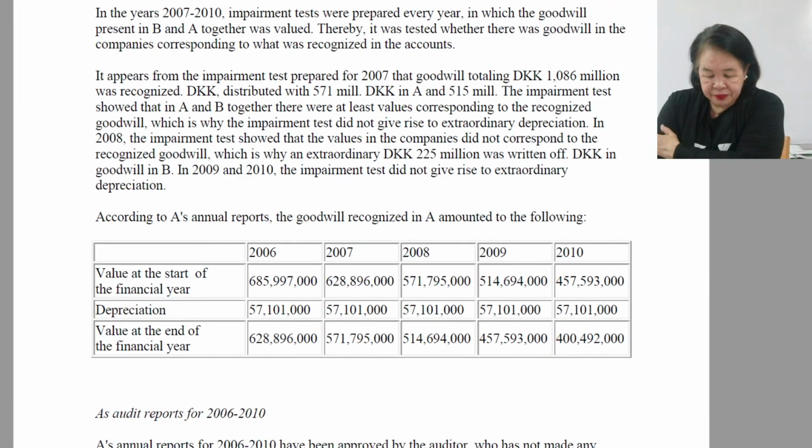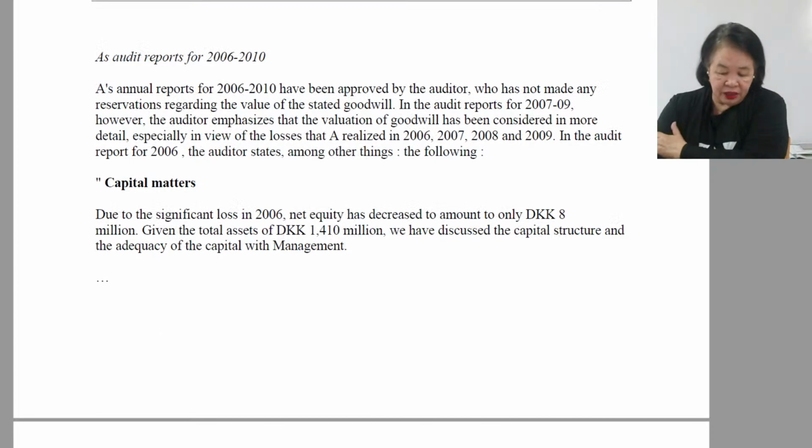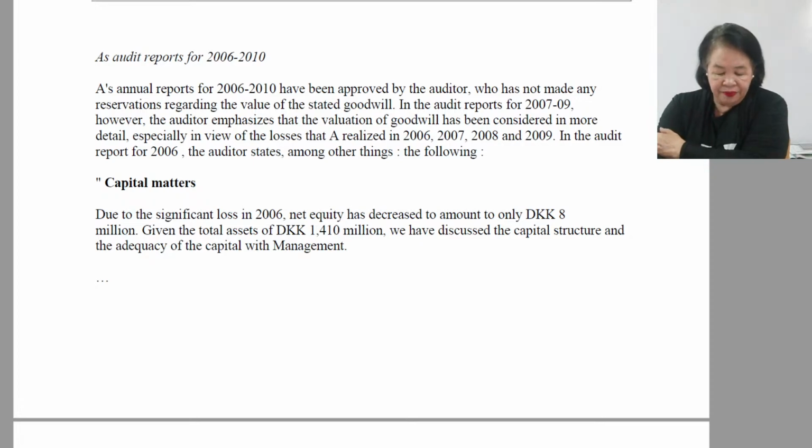Okay. So an audit report for 2006 and 2010, no? So they were subjected to the annual report. Has been approved by the auditor, was not made any reservations regarding the value of the stated goodwill. No? So in the audit reports for 2007 to 2009, however, the auditor emphasizes that the valuation of goodwill has been considered in more detail, especially in view of the losses that A realized in 2006, 2007, 8, and 9.